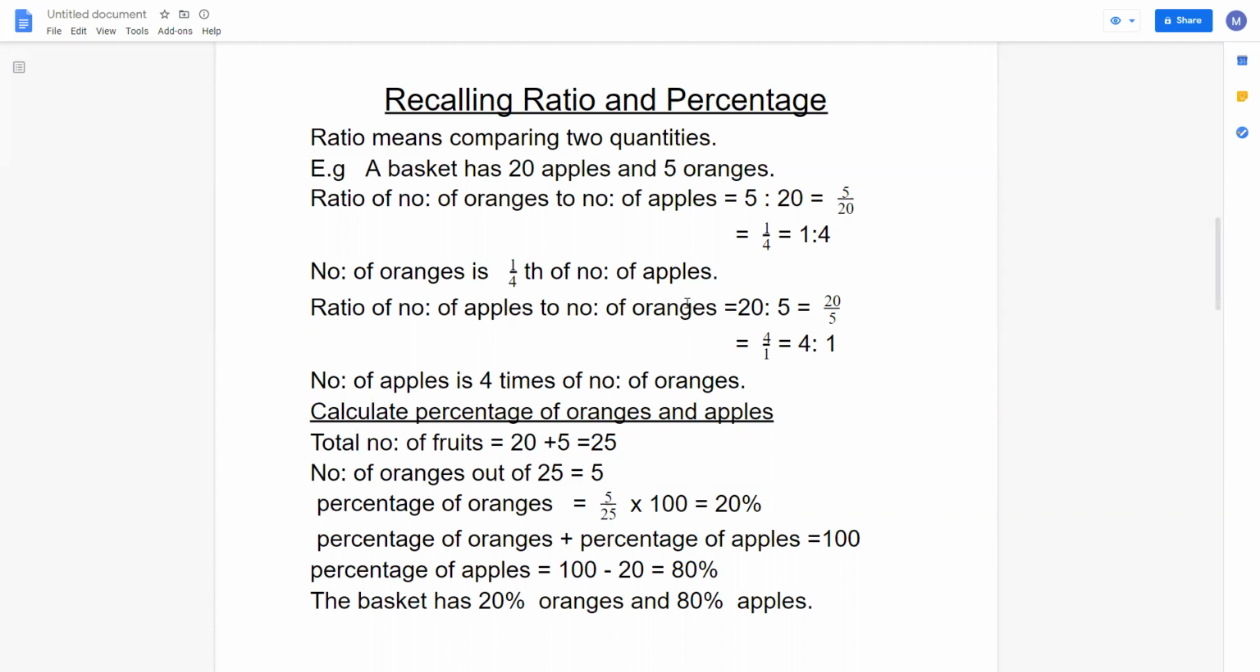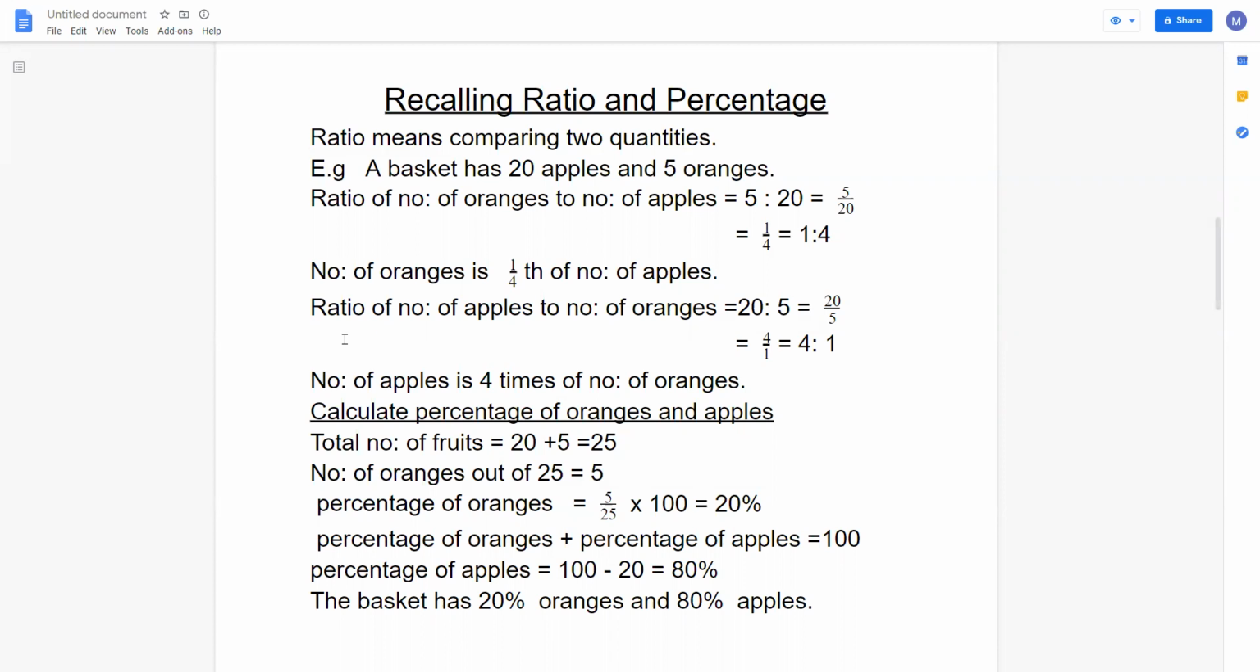Is it correct? Yes, see, out of total 25, 5 oranges only are there, 20 apples are there. So we can say that 5 is 1/4 part of 20. So we can write number of oranges is 1/4 of the number of apples.